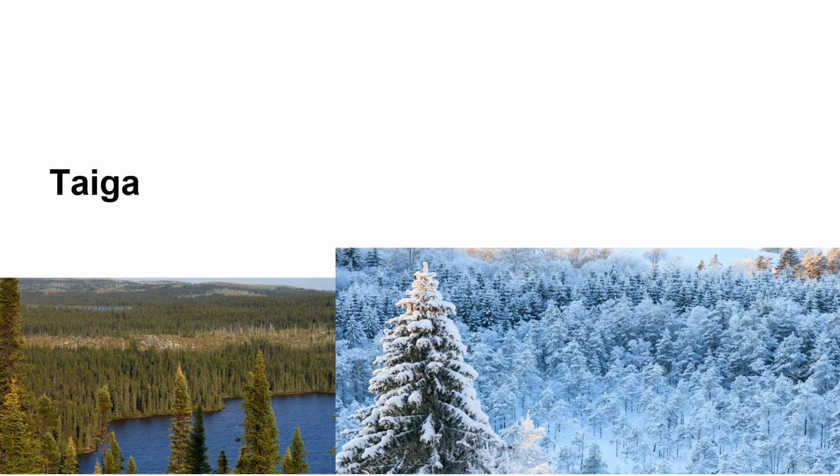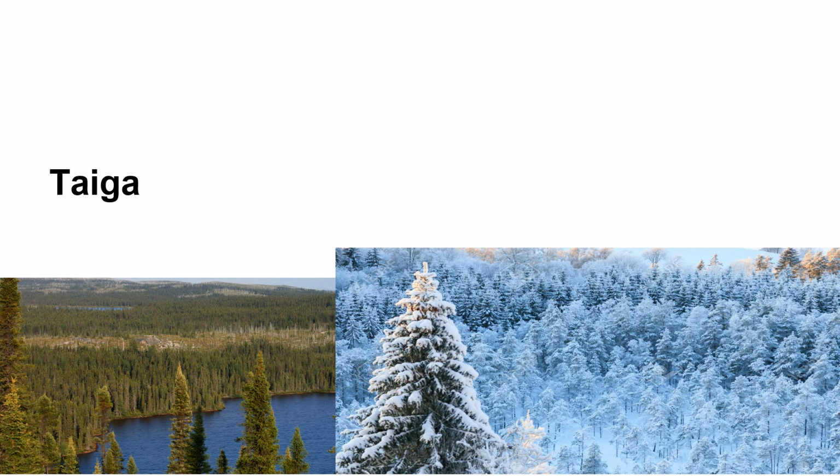Next is the taiga. The taiga is a cold evergreen forest. It is also called the northern boreal forest, and it is located just south of the tundra. It has many types of evergreen trees like pines, spruces, and firs. Animals that live here include wolverines, moose, and snowshoe hares.